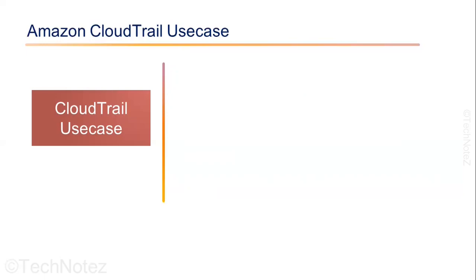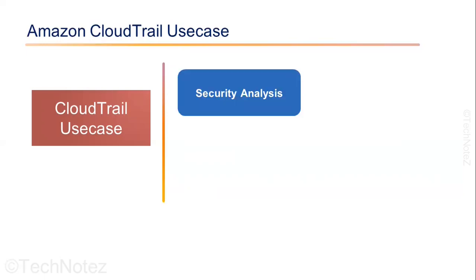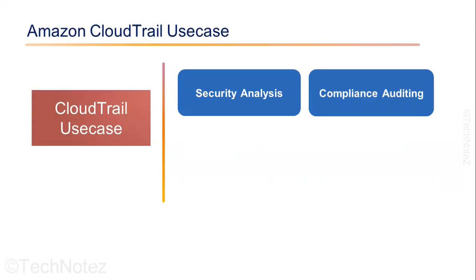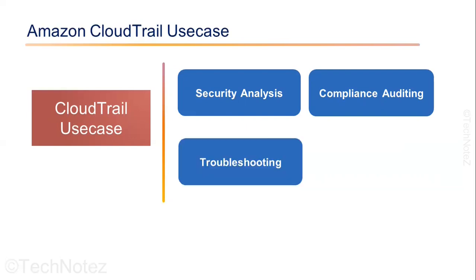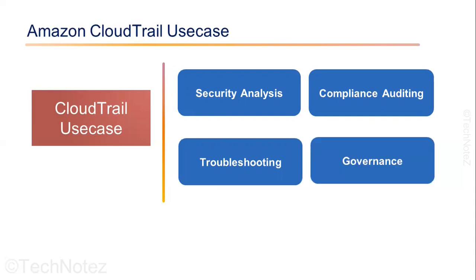CloudTrail can be used for a variety of use cases such as security analysis. Detect and respond to security incidents by analyzing the CloudTrail logs for suspicious activities. Compliance auditing. Use CloudTrail logs to demonstrate compliance with regulatory requirements. Troubleshooting. You can use the CloudTrail logs to investigate operational issues such as changes made to the AWS resources. Governance. Use CloudTrail logs to monitor user activities and enforce access controls.